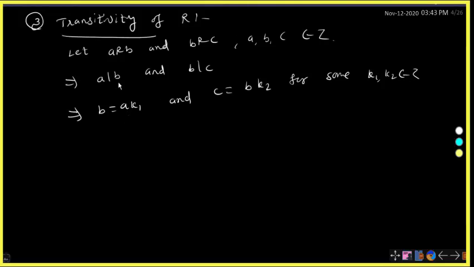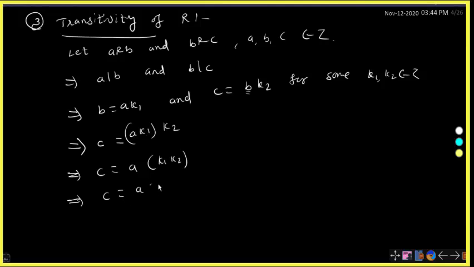Why have we written this? A divides B means B is a multiple of A, so B is equal to A K1. B divides C means C is a multiple of B, so C is equal to B K2. This implies that C is equal to B K2, which is A K1 into K2. So C is equal to A into K1 K2. So C is equal to A into K, where K equal to K1 K2 belongs to Z. Now this C is a multiple of A, so A divides C. Therefore this R, the divisibility relation, is transitive.